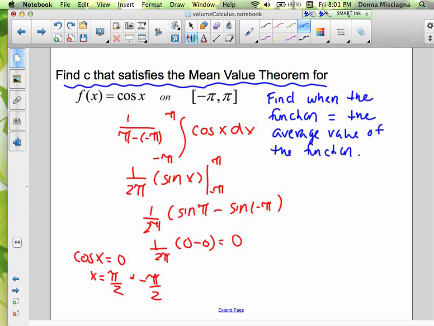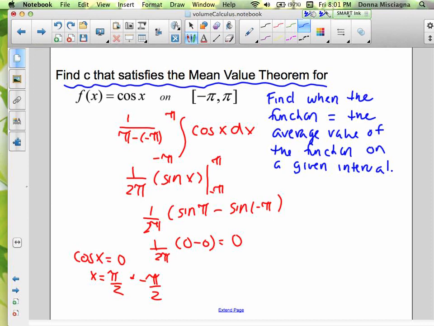Because we know cosine takes on every value between negative 1 and 1, right? But when is it equal to the average on that particular interval? Let me add on a given interval. If you're not given an interval, you're pretty much done because you need to close the interval. Right, so here we want to find when cosine x equals the average on the interval of negative pi to pi. So we integrate, evaluate, and multiply by 1 over the difference in our change in x.